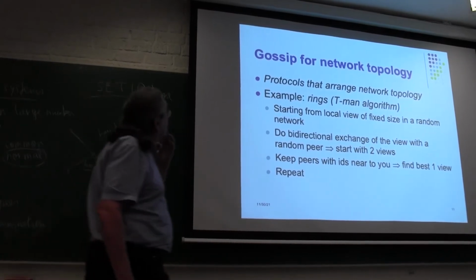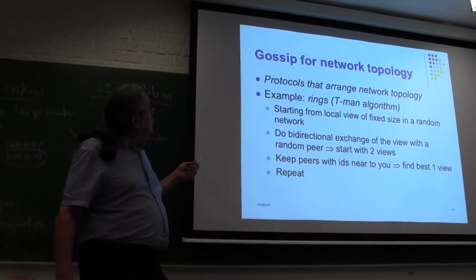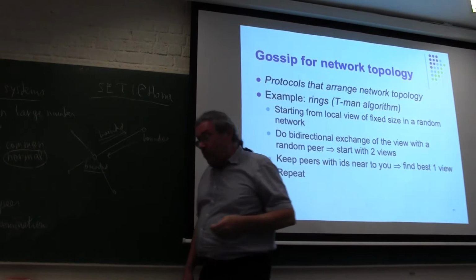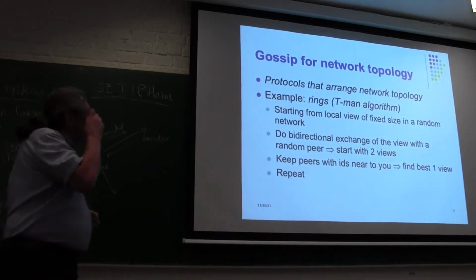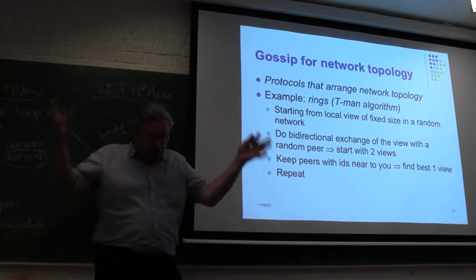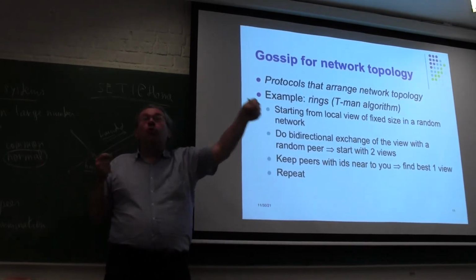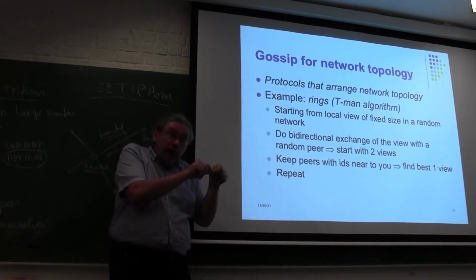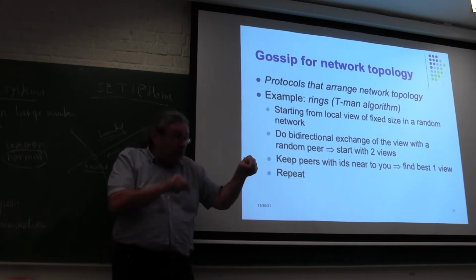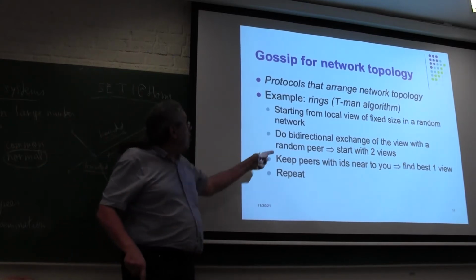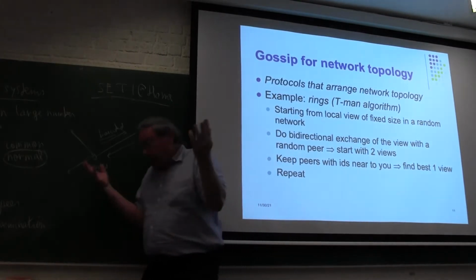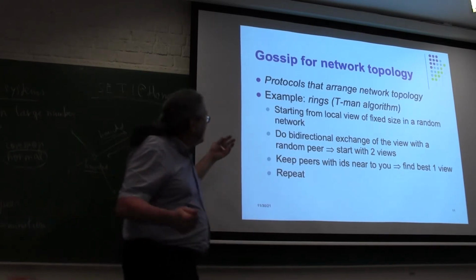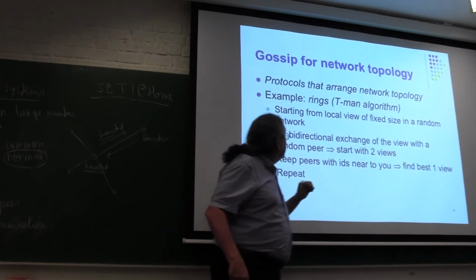Here's another kind of protocol. This is called network topology: protocols that arrange network topology. That's already something more complicated. For example, a ring. Let's say I have 1,000 nodes and want to connect them into a ring. That means each node knows one neighbor which is close by, and that node knows a neighbor which is close by, and so on until you have one long ring. If I just give you 1,000 random nodes, how do you make a ring? I don't know, it's hard, okay? T-Man is the algorithm we're going to see. It's able to do that.